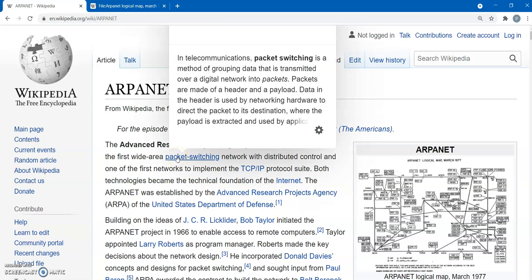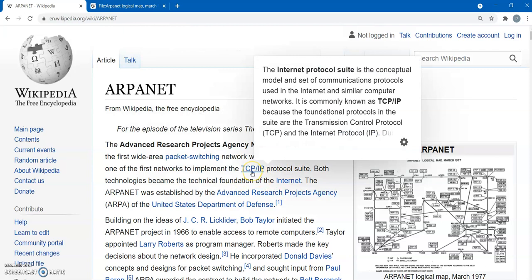It's a very important term. So packet switching is a method of grouping data that is transmitted over a digital network. So this is very important, that every packet is made up of digital data, that means zeros and ones, and the whole of the data is not transmitted from the source to destination as a collective, but they are transmitted in form of packets, and those packets are made up of a header and a payload.